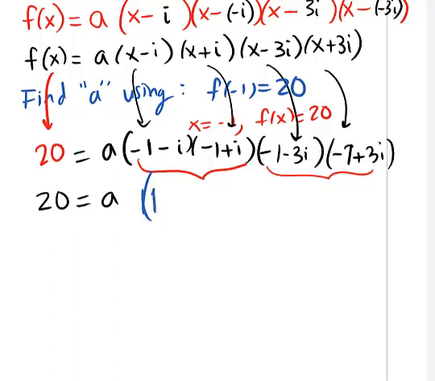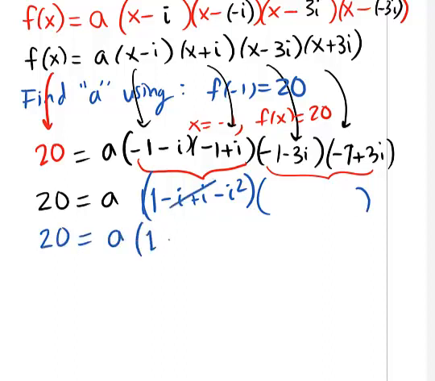See, -1 times -1 is +1. And -1 times i is negative i. Negative i times -1 is positive i. Negative i times positive i is negative i squared. Alright, and maybe I'll just keep working with that until I get it down to as simple as it can be. That's 1, and then the i's cancel, minus, but i squared is -1, like we said before. So it's 20 equals a times 1 minus -1, which is 2.